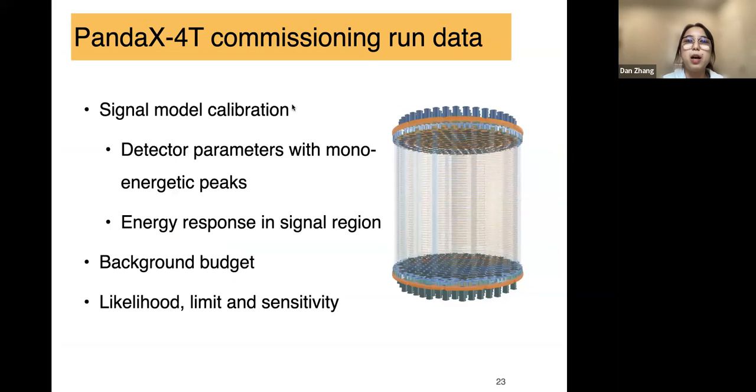And so I just said in the outline part that I'm going to confine the topic of data analysis to the WIMP search. And the most interesting signal region is at the energy threshold window. Before talking about that part, calibration, I will first talk about some other general detector calibrations. After the calibration part, I will talk about the main background budget and our limit and sensitivity setting.